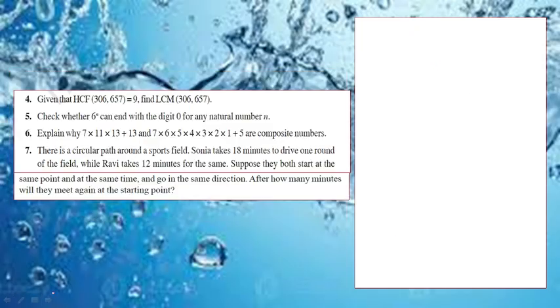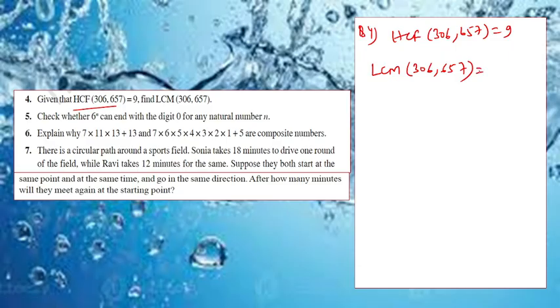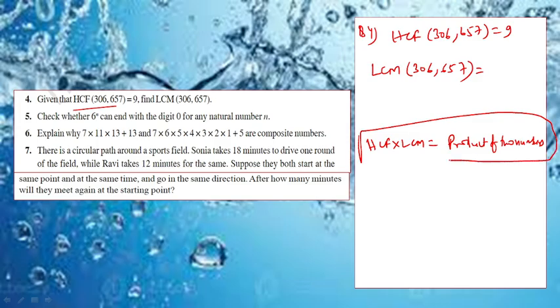Moving to next one. Question number 4. We are given that HCF of 306 and 657 is given as 9. We need to find LCM of 306 and 657. We already know the formula: HCF into LCM is equal to the product of two numbers. So this formula we will be utilizing.